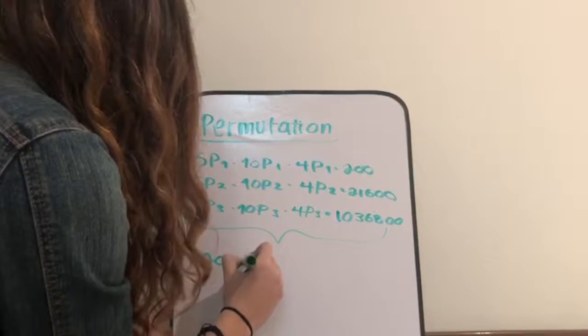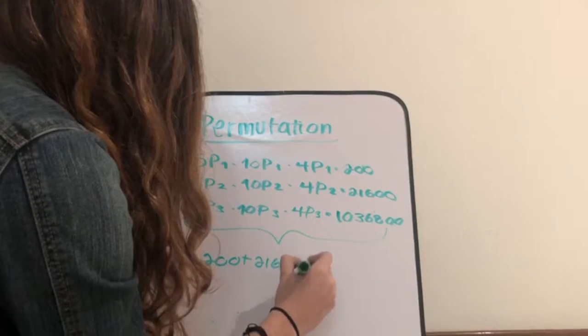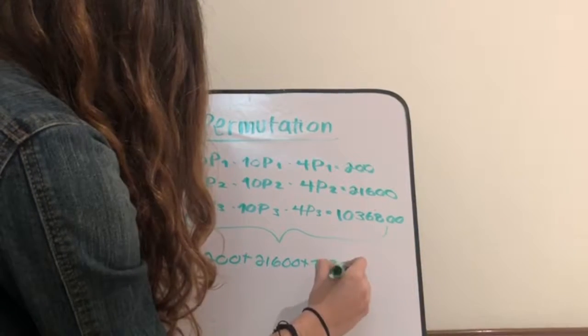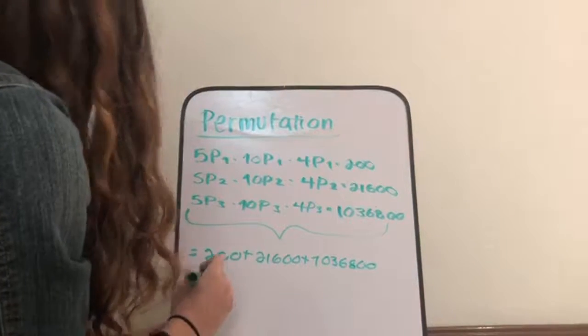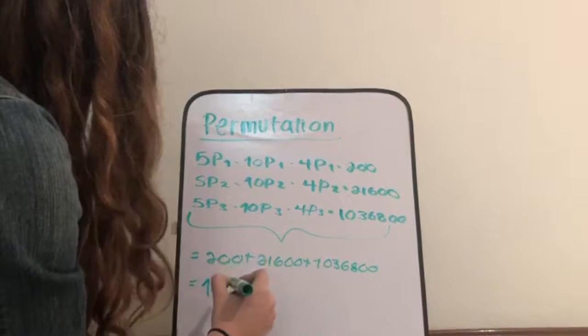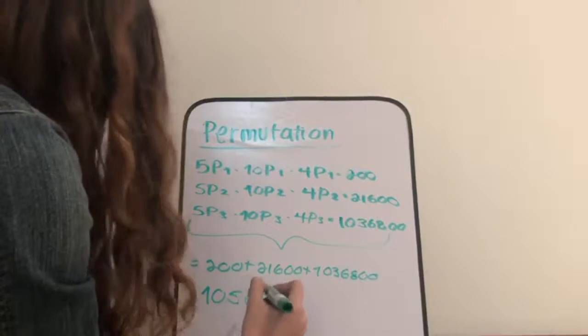Now we are going to add each of the results, and we get the answer for how many ways it can be served with permutation.